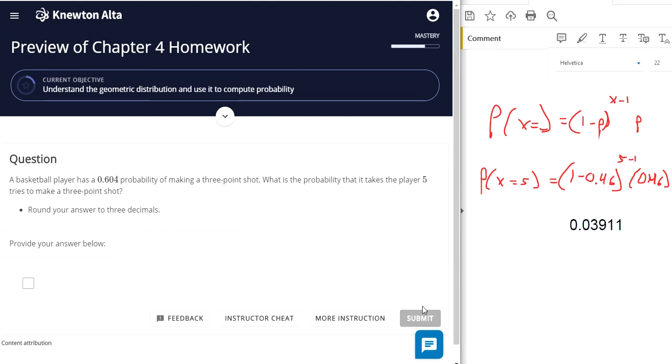Same thing: a basketball player has a 0.604 probability of making a 3-point shot. For the probability that it happens on the 5th time, you would plug in 0.604 for p, 5 for x, into that formula and do the same thing I just did.